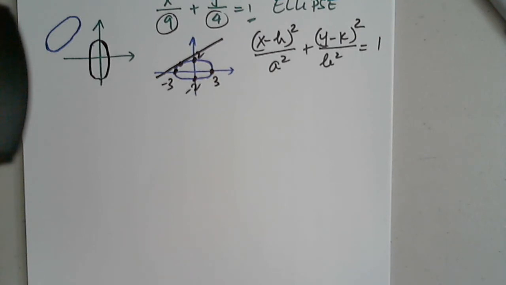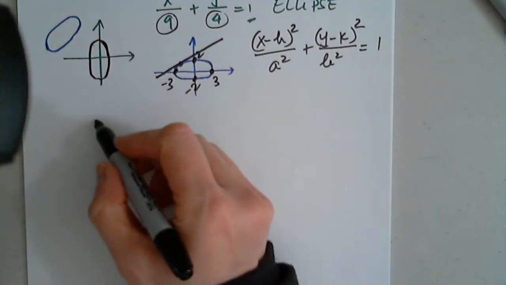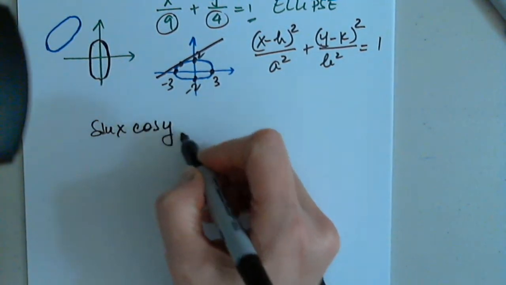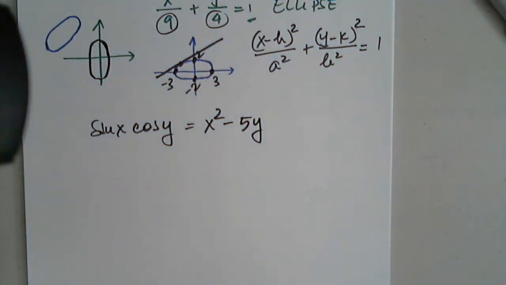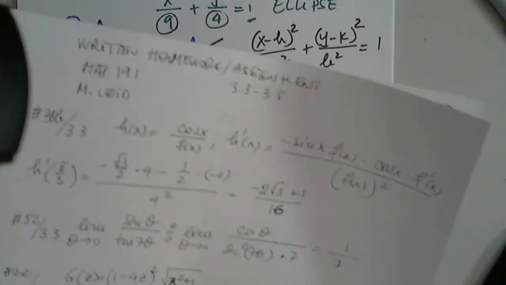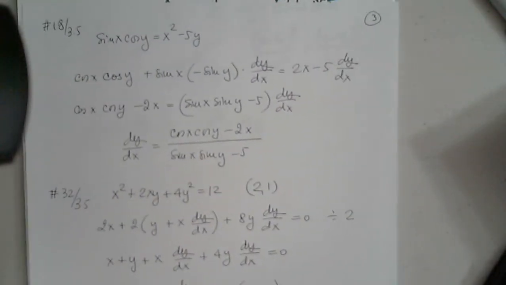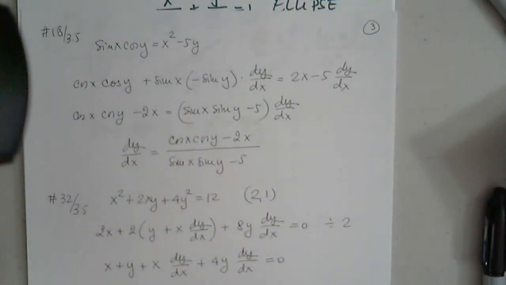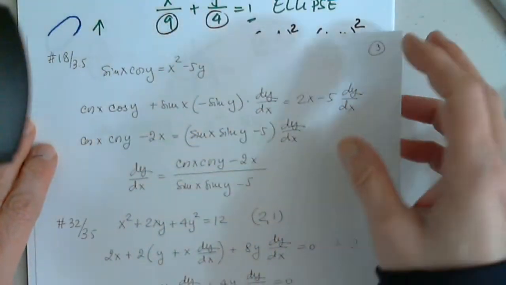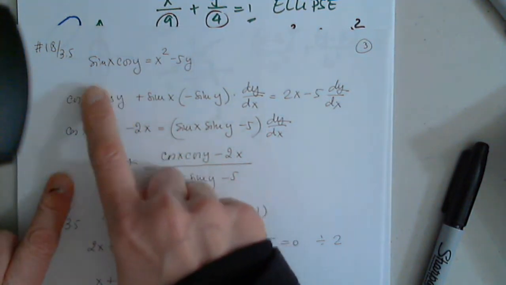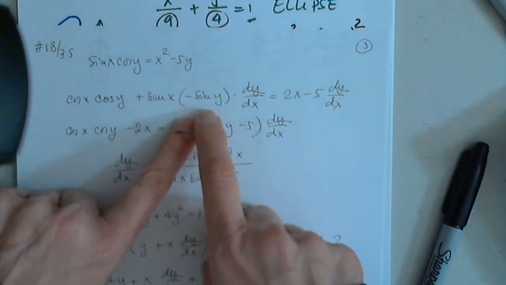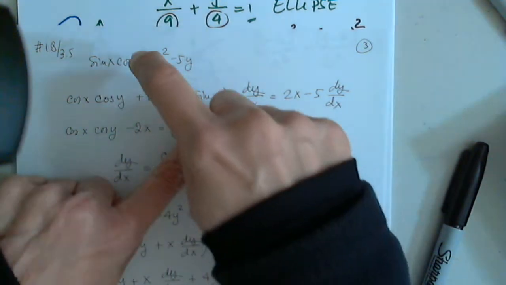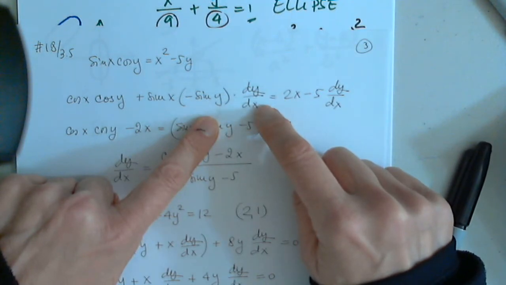Okay, it was sine x cosine y equals x squared minus 5y. Okay, so I normally write solutions after class, but this time I also prepared the video for you. So when you differentiate the left-hand side, you have sine prime, which is cosine, times cosine y, plus sine x times cosine prime, which is negative sine y, times the inner function prime, which is dy over dx.